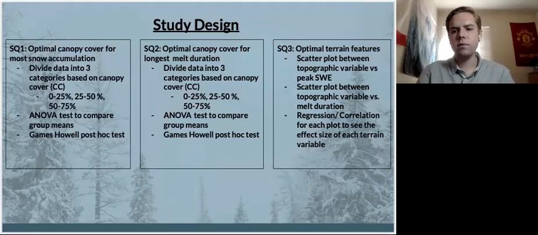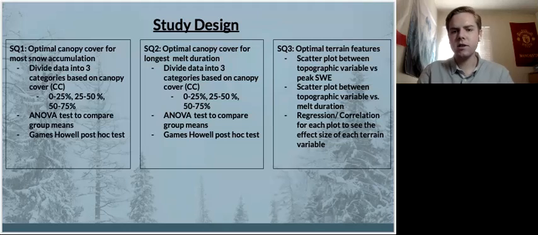And the ANOVA will tell me if there is a statistically significant difference between the groups. So if the p-value is under 0.05, it means that the groups differed and that one has more peak snow water equivalent than the others. The ANOVA only tells me if the group averages are different, but not which group specifically differed from each other. And that's what the Games Howell post hoc test does.